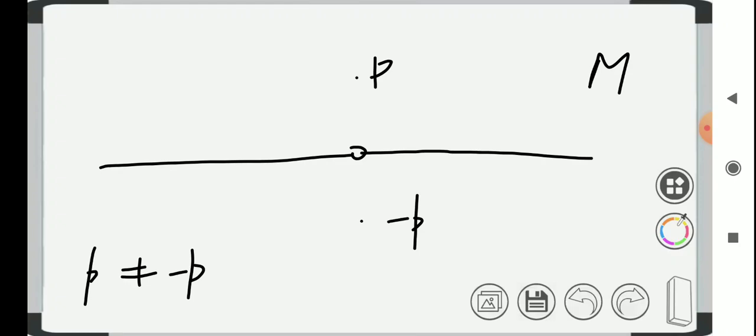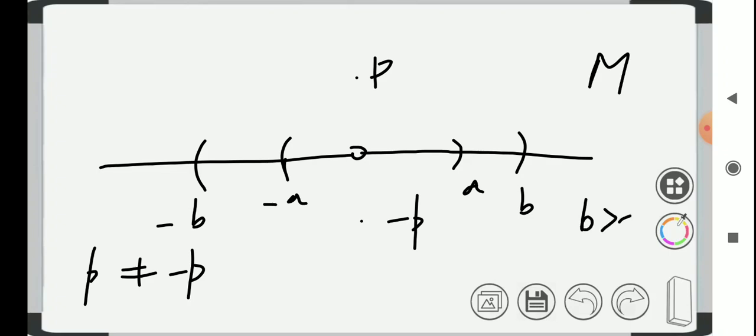Now, we have to construct at least one neighborhood around P and one neighborhood around minus P, such that they should be disjoint. But the neighborhood around P will always look like this, that is, it will look like minus A, and the neighborhood around minus P will always look like, either you can choose some bigger point B here, that is, you can choose B greater than A, or you can choose B smaller than A. You can choose this neighborhood, let me denote it by C.